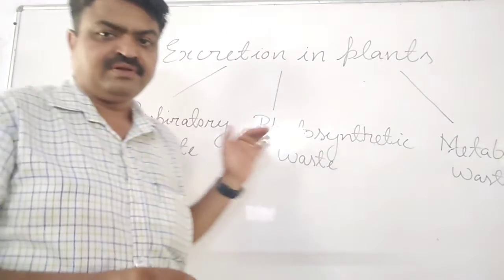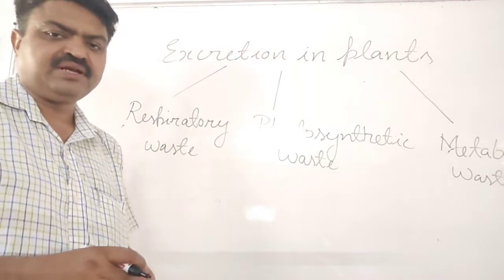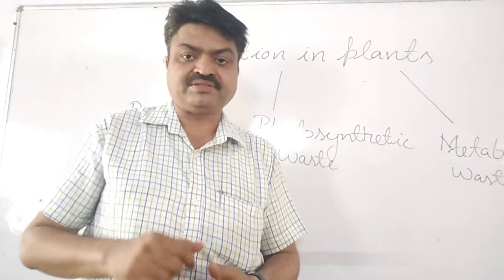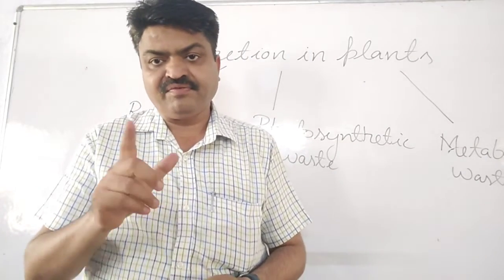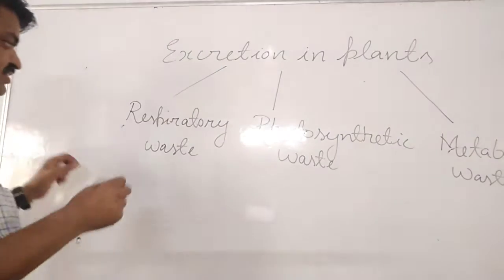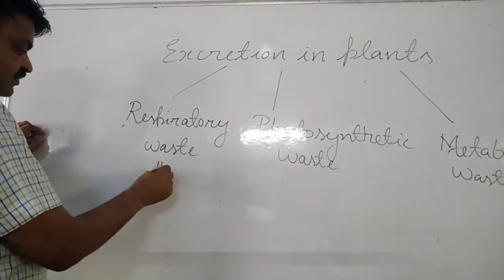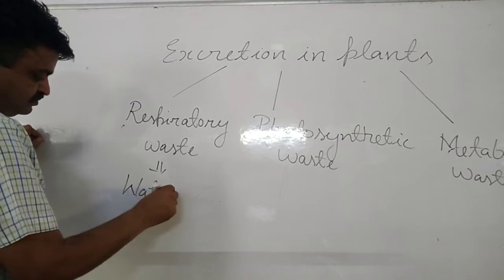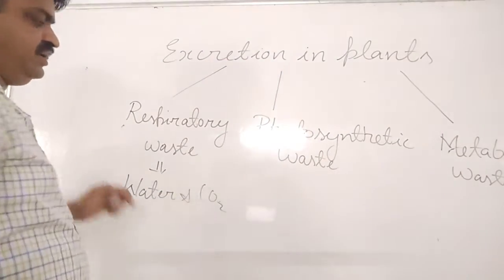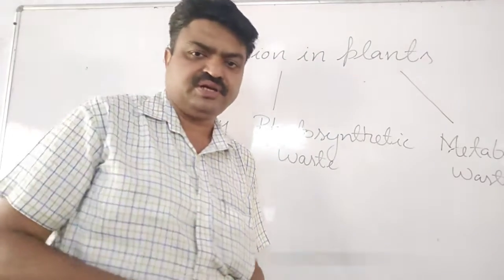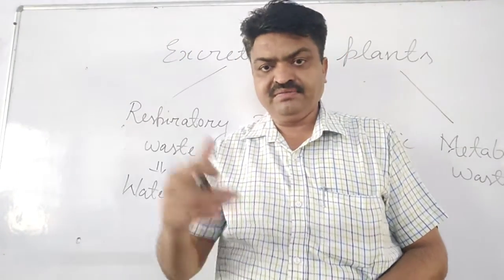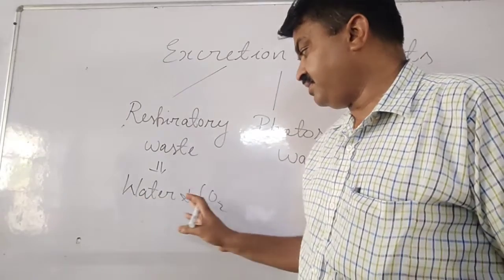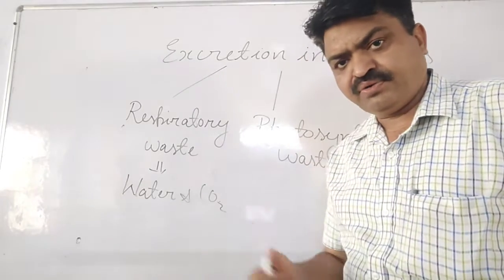So the first waste, respiratory waste, students. During respiration, plants also exhale, students. They also exhale carbon dioxide and water. So what is their respiratory waste? It is water and carbon dioxide. And this water and carbon dioxide they remove with the help of their stomata, students. So what are the respiratory waste, students? Water and carbon dioxide. Now how are they produced?